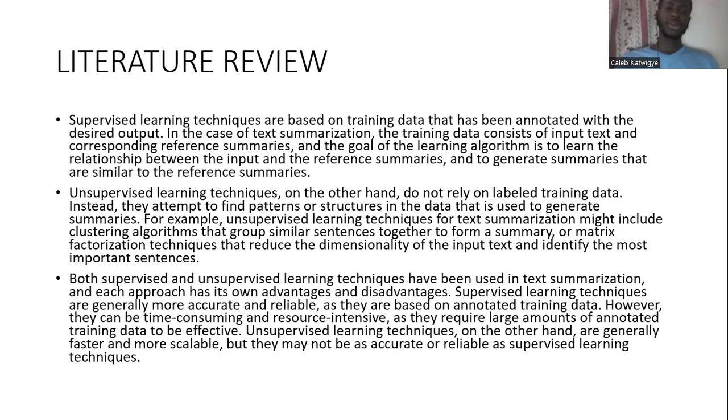In our literature review, we used supervised learning and unsupervised learning techniques. In supervised learning, we use training data, because the model generates a summary, and then there's a human summary that it compares it with so that it can learn to become more accurate. Unsupervised learning is the opposite, where there is no other data, so the model just generates summaries and keeps learning from those given summaries.